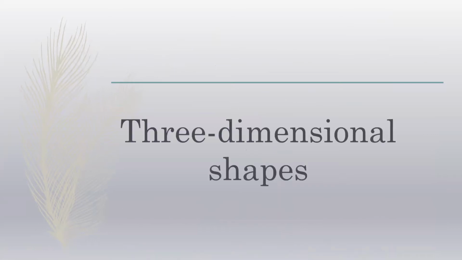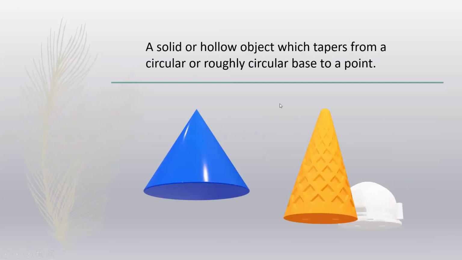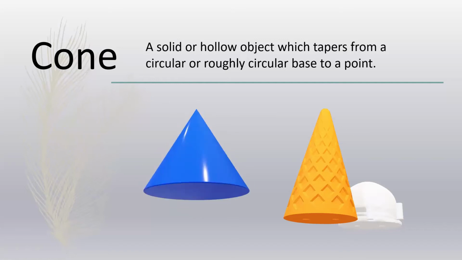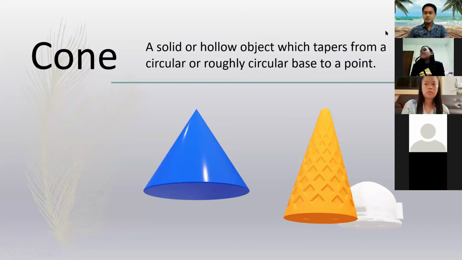Now going to subtopic number 2, which is the 3-dimensional shapes or 3D shapes. What 3D shapes do you know? Okay, a solid or hollow object which tapers from a circular or roughly circular base to a point. This is called a cone. Remember the name, okay? Cone. So this is a cone. It's a 3D shape. A good example is an ice cream cone or a party hat. You know a party hat? Okay. Can we move to the next slide?